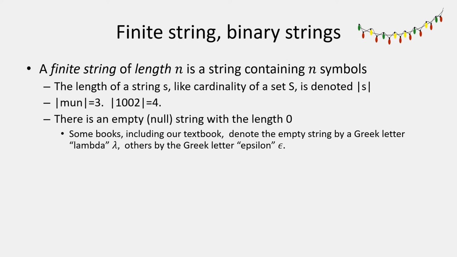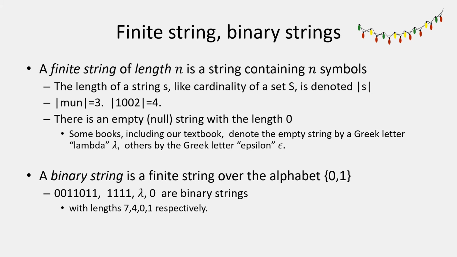There is one special string which we call an empty string or a null string. This is a string that has a length 0 and it doesn't contain any symbols, any characters in it. Notation for this string is a little bit different between different books and other materials that you might be reading. Most commonly, probably, it's denoted by the Greek letter lambda, but sometimes you see it being written using the Greek letter epsilon.